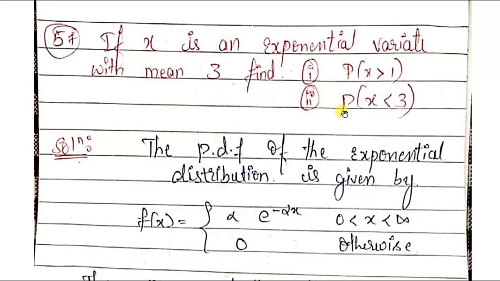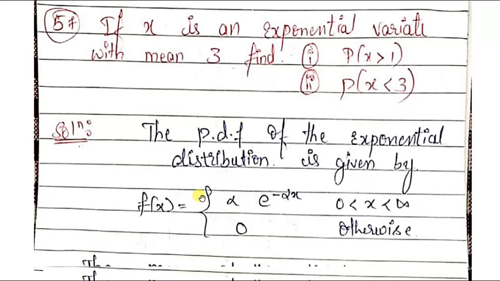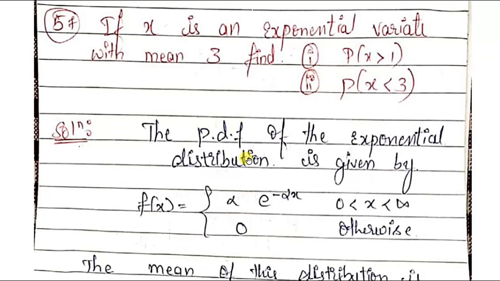See, to find the probability of these things, we have to construct the probability density function first. For the exponential distribution, what is the probability density function? It is given by f of x is equal to alpha e to the power of minus alpha x, defined on the interval from 0 to infinity, and for negative values of x it is defined to be 0.